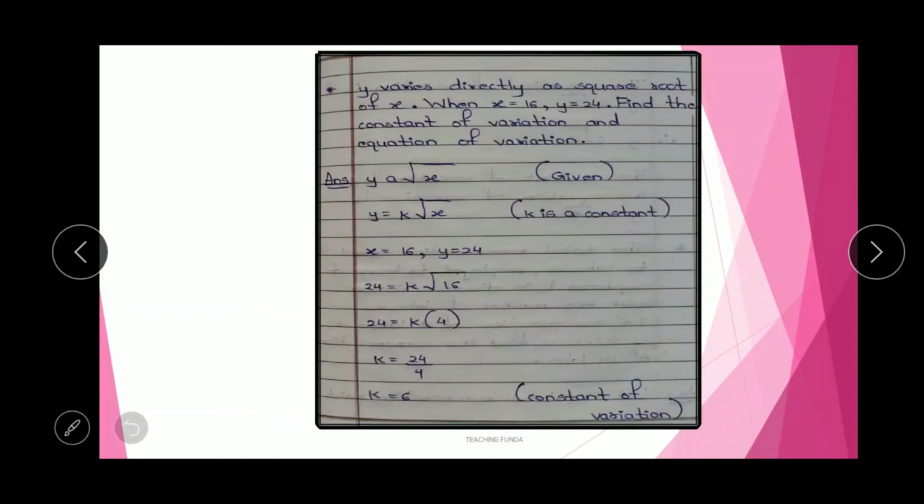So x is what given? It's given 16 and y is equal to 24. Replace the values. 16 will remain in root only. Afterwards, what is the square root of 16? It's 4. 4 is the square root of 16. You have to find out the square root of 16, that is 4. So what you will do, in bracket you will keep 4. So k you will take on the left hand side and this 24 will go on this side, numerator. So it will be 24 upon 4. So the constant of variation, that is k, is equal to 6.